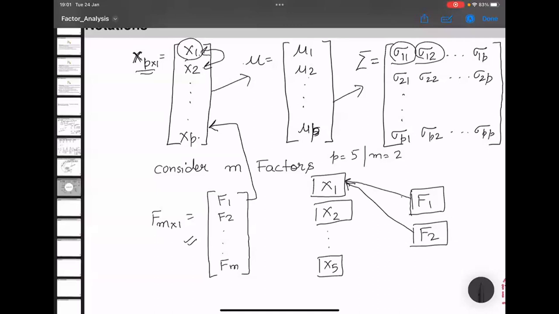It is measured in terms of lambda 11 and lambda 12. Similarly, factor F1 is contributing something to X2, so I am writing lambda 21, lambda 22, and lambda 51 and lambda 52.